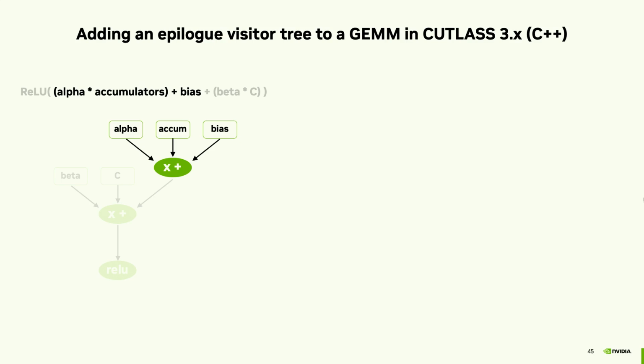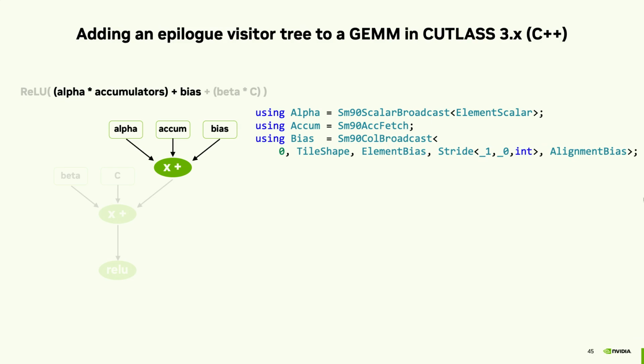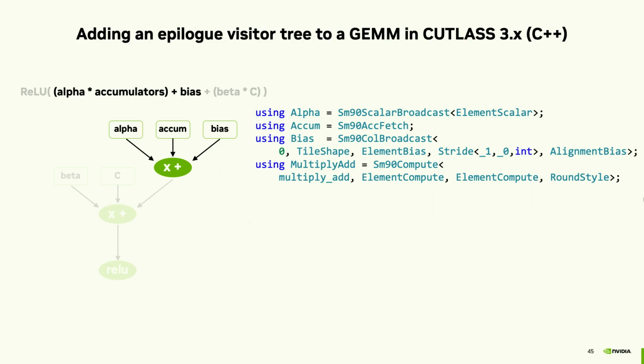So to start with, we're going to build up the first multiply accumulate node that operates over alpha, accumulators, and bias. We first need to represent how we're going to load each of these operands. For scalars like alpha, we'll use a dedicated SM90 broadcast node. We load the accumulators via a dedicated SM90 accumulator fetch node, which tells us to fetch the accumulators from the register file. Finally, bias vectors can be loaded via SM90 column or row broadcast nodes. We specify the compute operation that we'd like to perform via an SM90 compute node, here tagged with the multiply add operation. And finally, we hook these components together via an SM90 EVT, here specifying that we'd like to compute multiply add over operands alpha, accumulator, and bias.